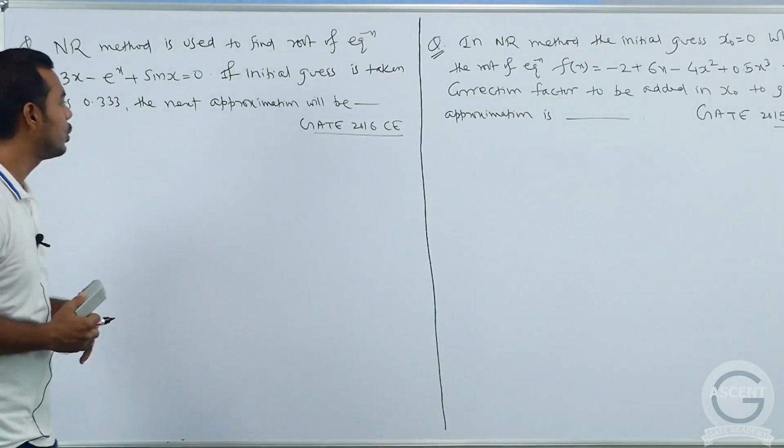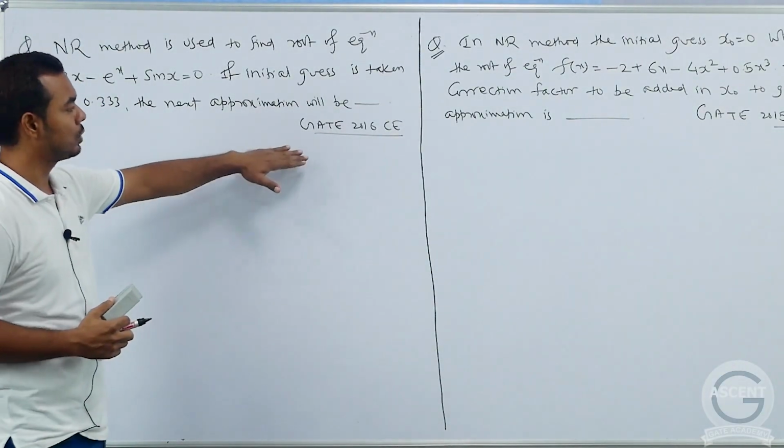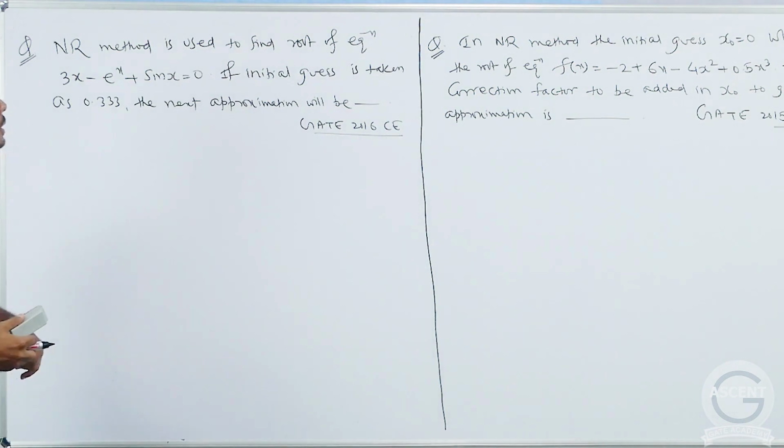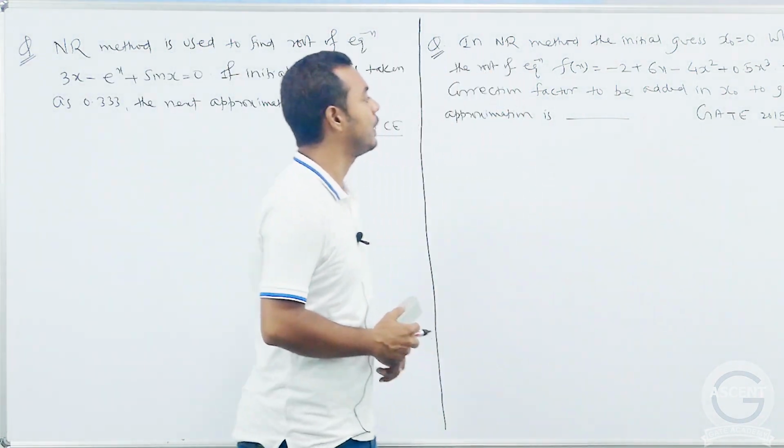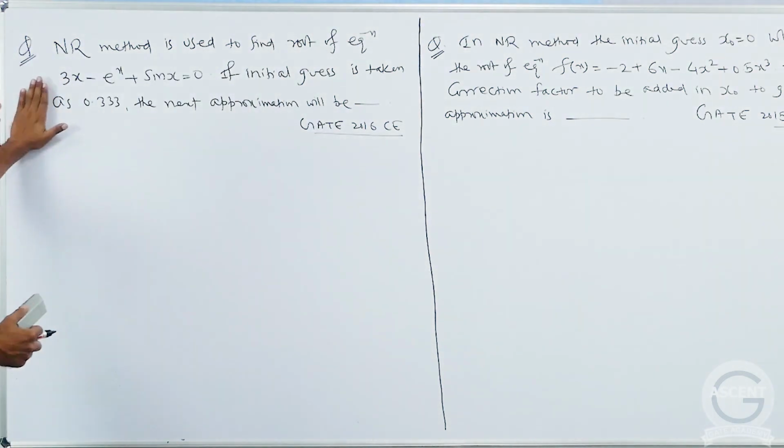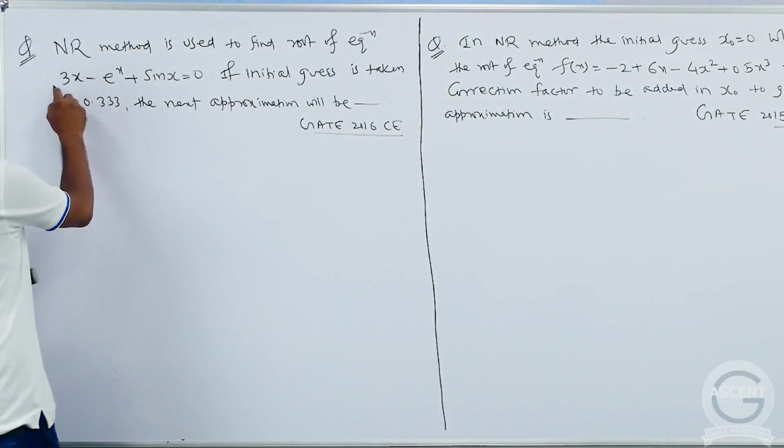We are going to take 2 more problems on this Newton-Raphson method. Both of them were asked in GATE previous year papers. One is from GATE 2016 Civil Engineering, another one is from GATE 2015. So the first question is, Newton-Raphson method is used to find the root of this equation.